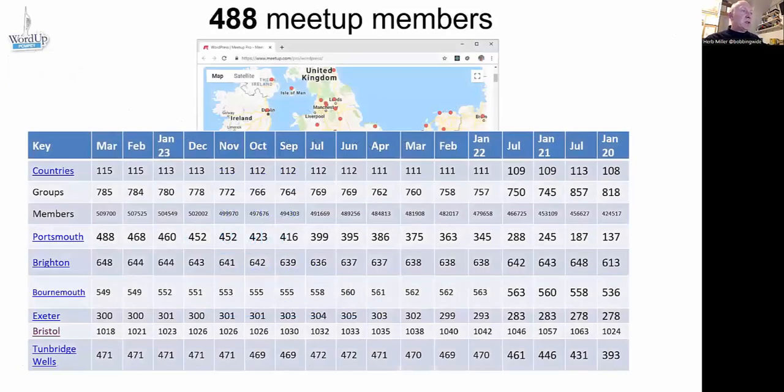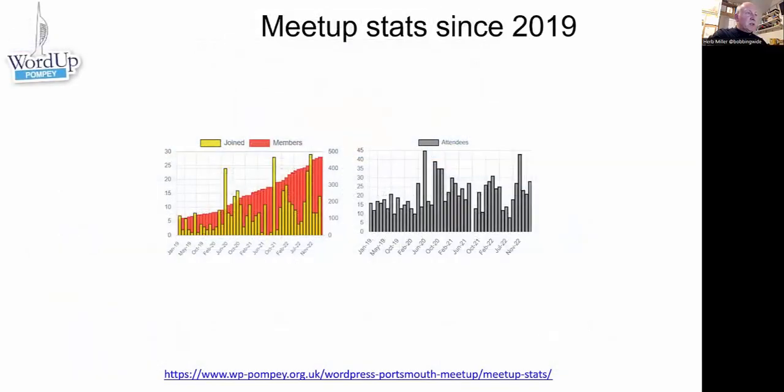Here we are now, 488 Meetup members today, of one of the 785 groups in the world in 115 countries with over 500,000 members of WordPress something or other. We're catching up slowly with Brighton, Bournemouth, but not Bristol. But we actually have meetups, whereas most of those haven't been doing much in the last few years. Here's the latest statistics of how many people have joined our meetup and a total so far, and how many have attended our meetings in the last few years.